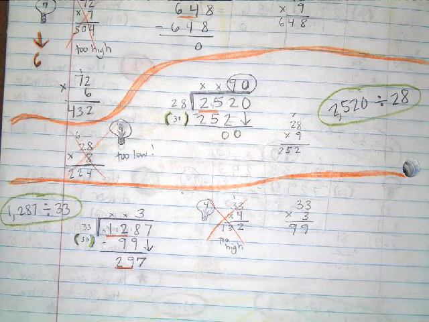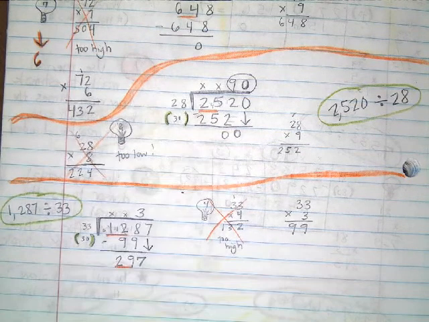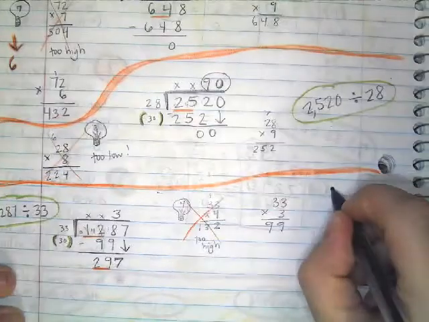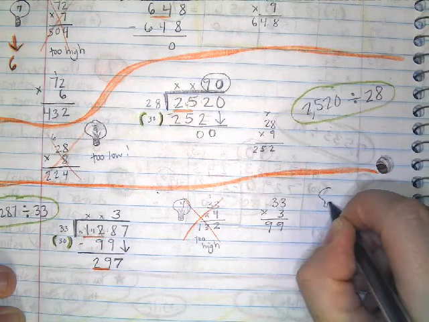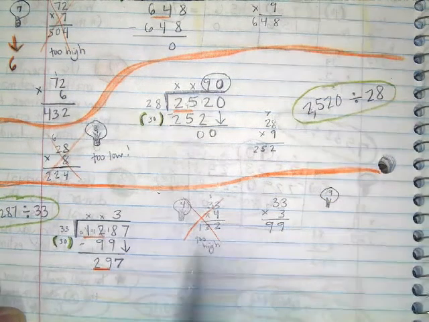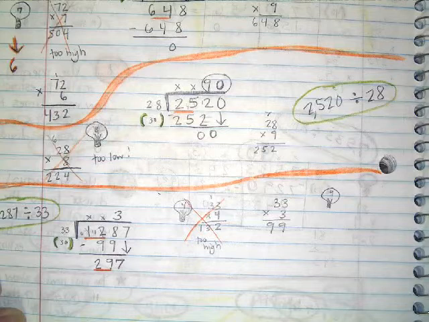3 goes into 29, 8 times would be 24, 9 times would be 27. 27 is pretty close to 29. You can't have 10 times. It can't be a double digit. It has to be a single digit that fits in this quotient line. So let's try 9. Okay?